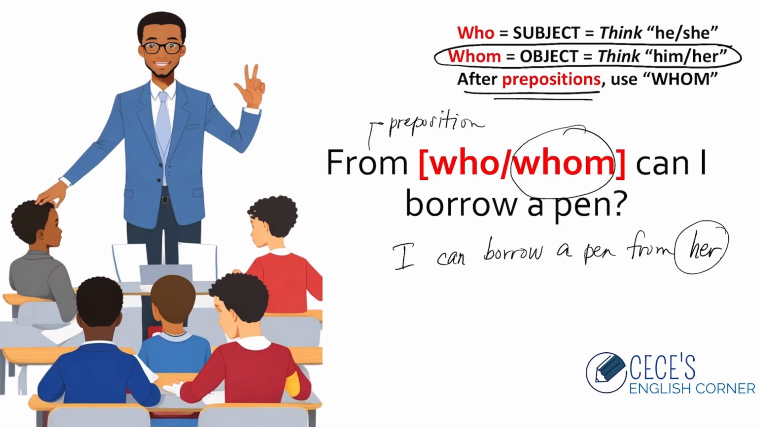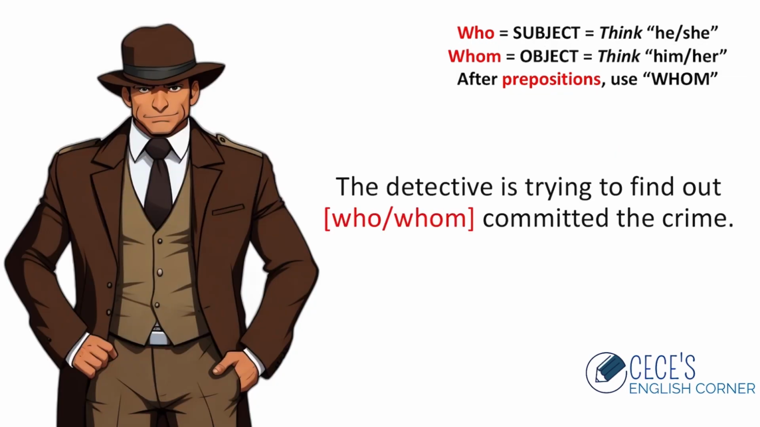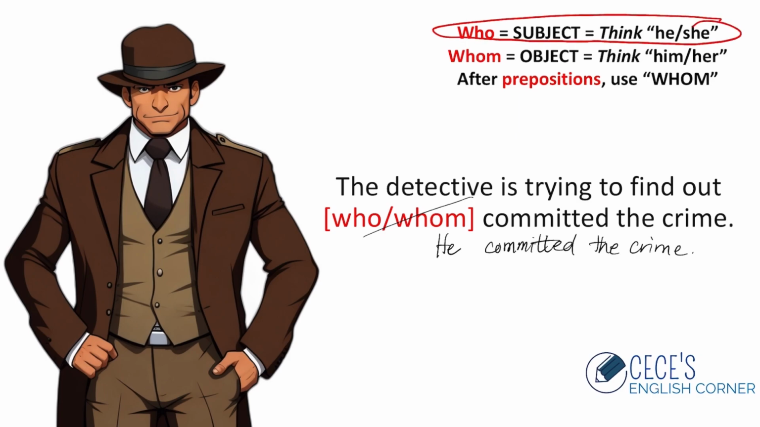Next question. The detective is trying to find out who or whom committed the crime. We can cross out who or whom and replace with he or she. He committed the crime, or she committed the crime. So we would use who in this example. The detective is trying to find out who committed the crime.